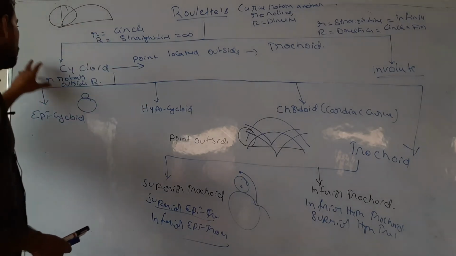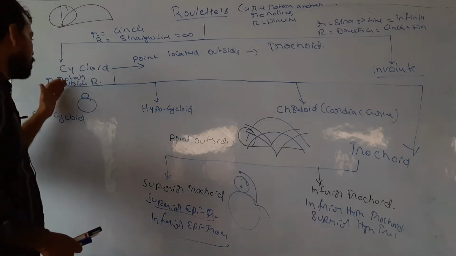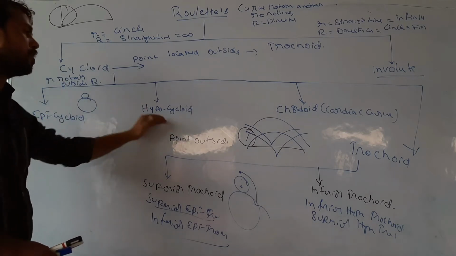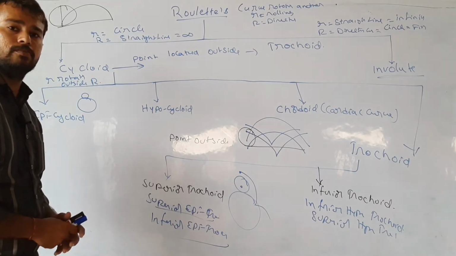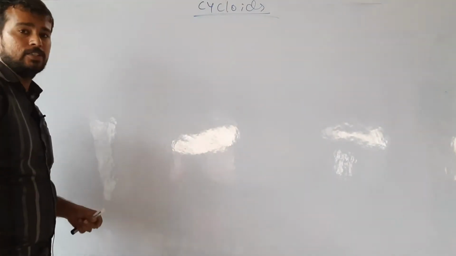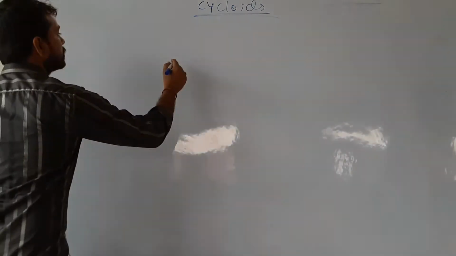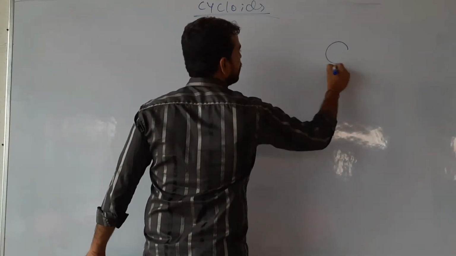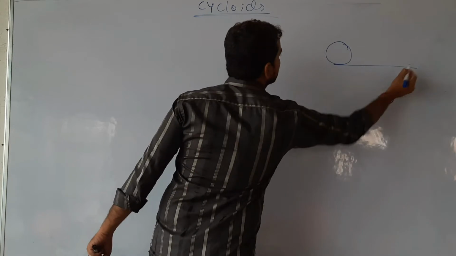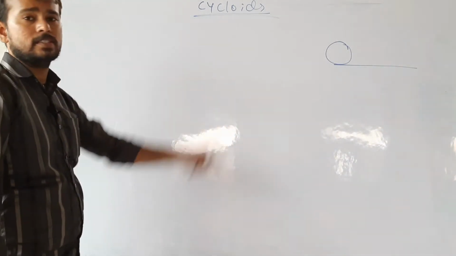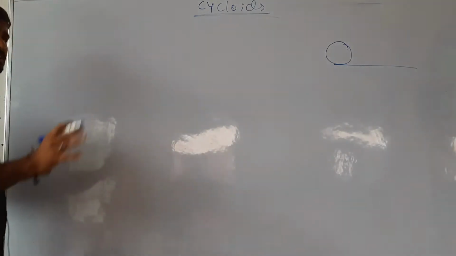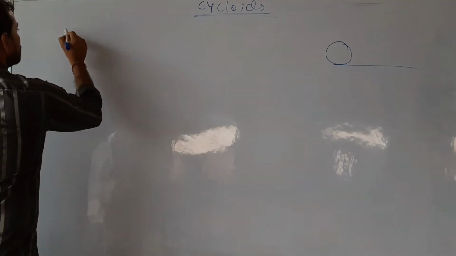Now I will give you a clear picture about cycloid: how cycloid will be drawn, how epicycloid is drawn, how hypocycloid and cardioids will be drawn. So now the topic is cycloids. Cycloid means, if a circle rotates on a horizontal plane, then the path traced out by a point located on the circumference of the circle. Let us make this definition in a good manner.